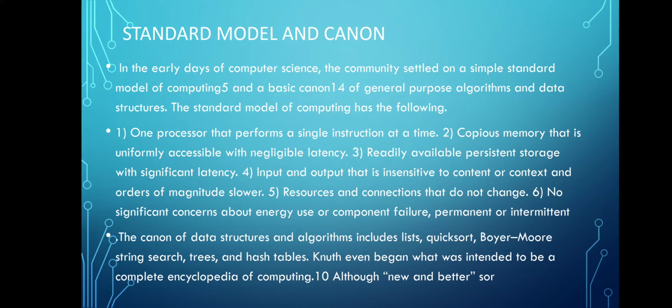Standard model and canon. In the early days of computer science, the community settled on a simple standard model of computing and a basic canon of general purpose algorithms and data structures. The standard model of computing has the following. First, one processor that performs a single instruction at a time. Second, copious memory that is uniformly accessible with negligible latency.